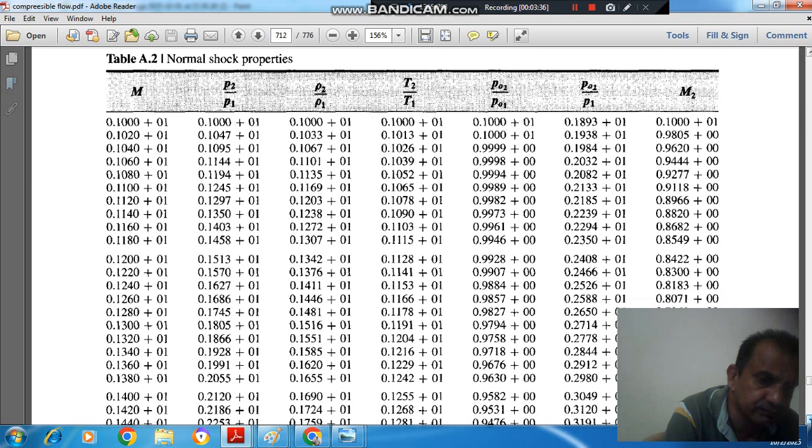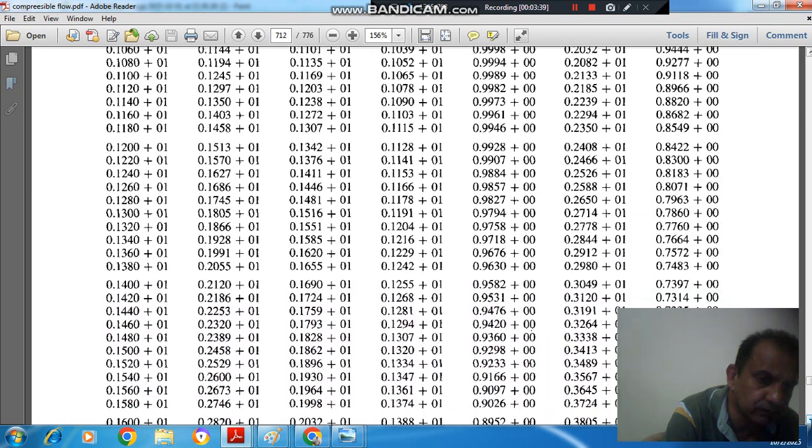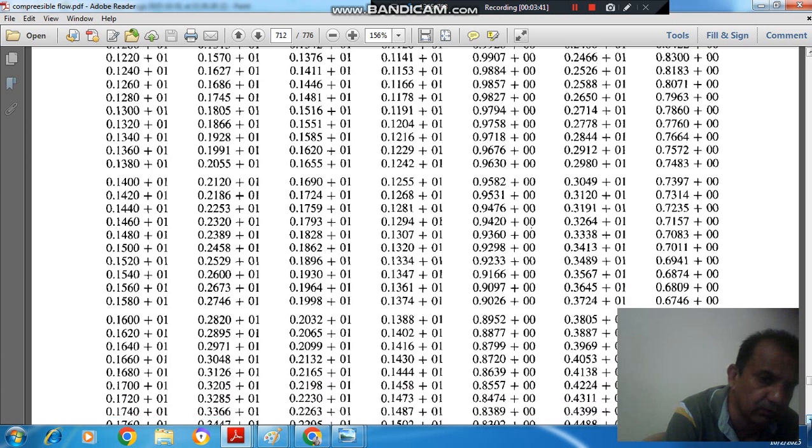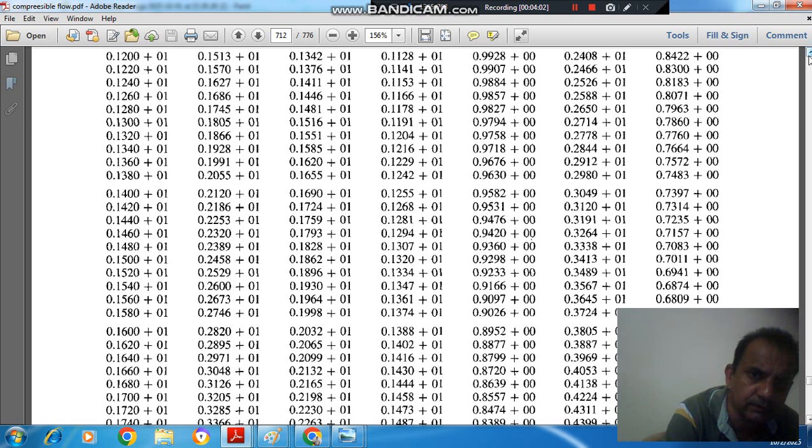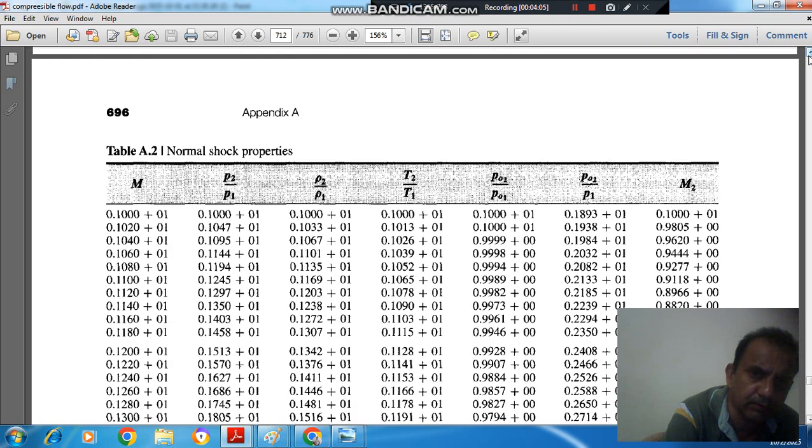And here our Mach number Mn1 is 1.83, so that will be in between this 1.820 and this 1.840, and corresponding to these two, or average of these properties can be seen from the table. So first is your P2 by P1, then T2 by T1, then P02 by P1, and this is your M2, and we have noted down these properties.